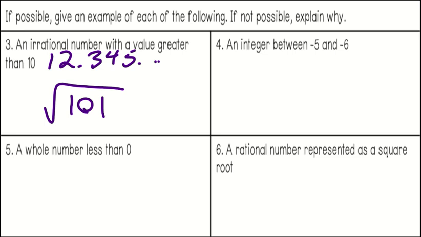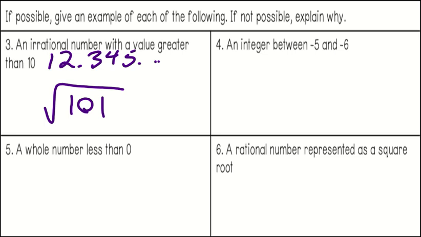Any square root we don't know, that's going to be above 10. So I could do 101, I could do 102, 103, 104. You get that idea? Just can't do 100, that's 10. Can't do 121, that's 11. Can't do 144, that's 12. You get what I'm saying? A square root we don't know is an irrational number. Okay?